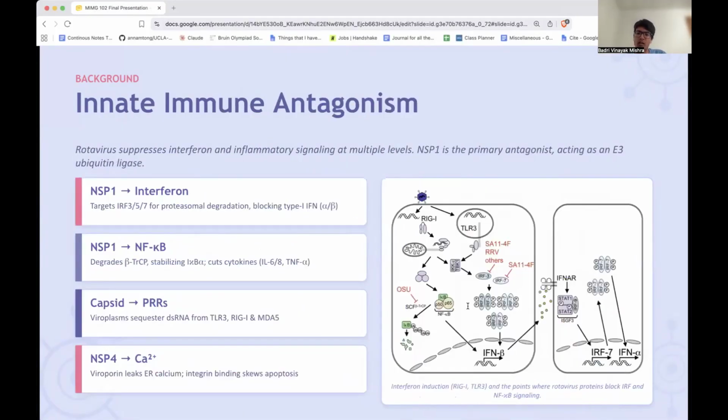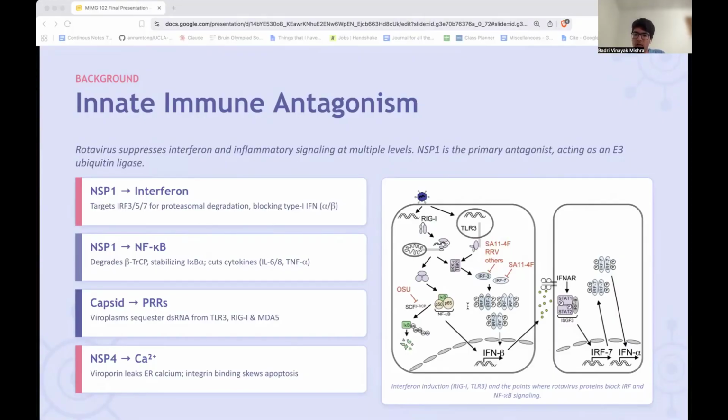Coming up to innate immune antagonism: rotavirus actively shuts down immunity, and the main player is NSP1, which is an E3 ubiquitin ligase, meaning it targets host proteins for degradation. It degrades IRF3, 5, and 7, and blocks interferon production. It degrades beta-TrCP to block NF-kappa B and shuts down inflammatory cytokines.